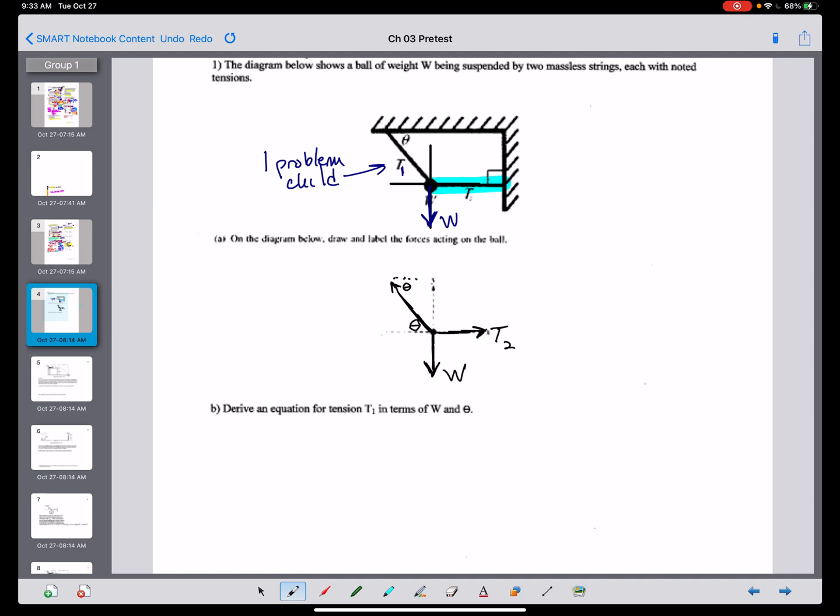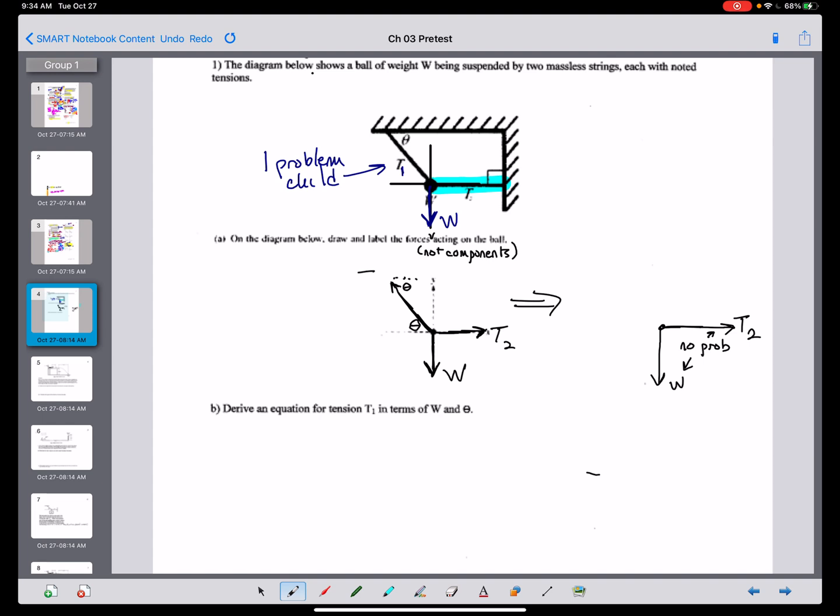Now, sometimes they'll say do not draw components. I'm going to redraw it. They'll say draw and label the forces, and they'll put "not components" in parentheses. So we'll draw it over here. We'll draw the components. T2 is no problem. W is no problem.